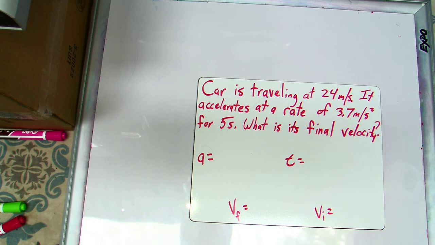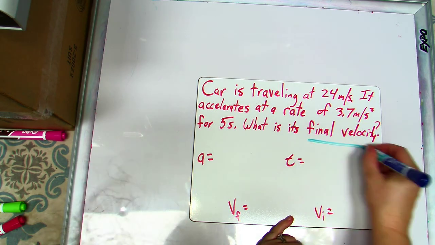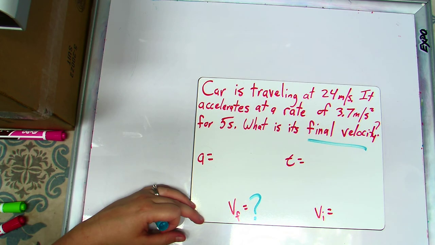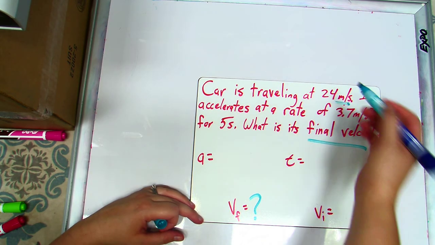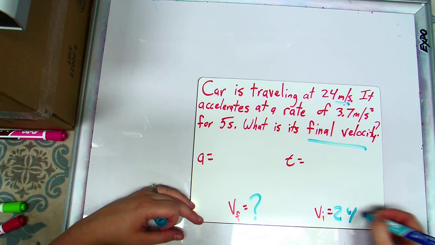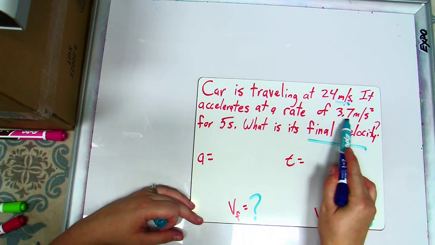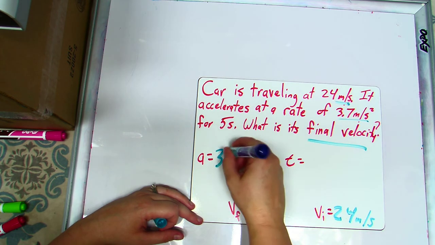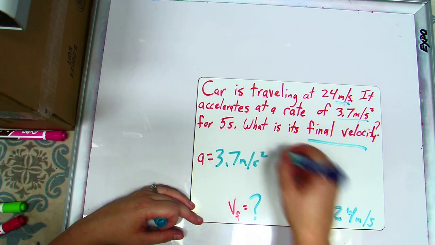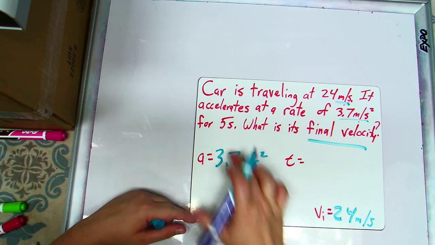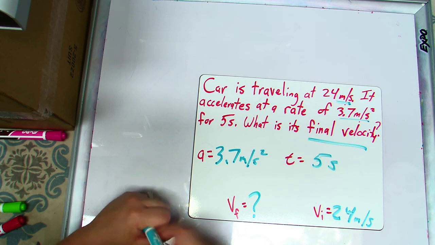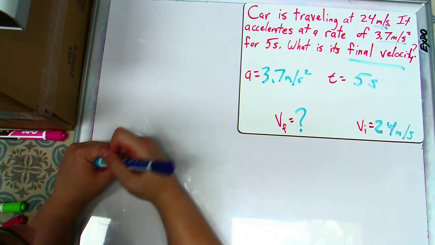All right. So final velocity is our unknown. The car is traveling at this velocity already, so that means it has to be our initial. It accelerates at a rate of 3.7 meters per second squared. There is our acceleration. And how long does it accelerate for? 5 seconds. All right, I'm going to put this up here. I'm going to look at the equation now.